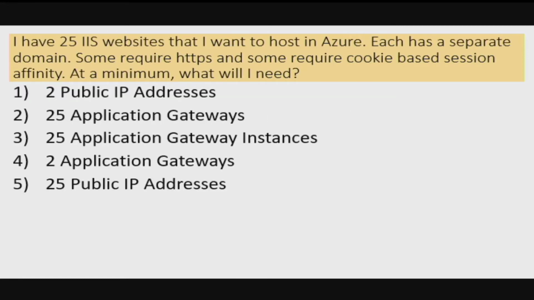I have 25 IIS websites that I host in Azure. Each has separate domains. Some require HTTPS and some require cookie-based session affinity. At a minimum, what will I need? What is it? 2 app gateways. Yes.